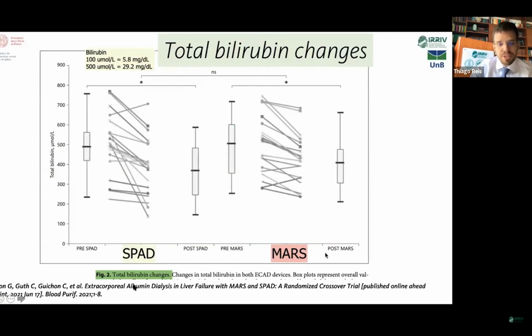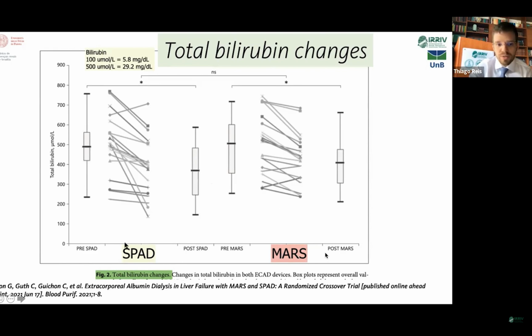A recent paper published in Blood Purification compared patients that were submitted to SPAD and then crossed over to MARS, and the results showed that the reduction of bilirubin pre and post session was equivalent both in the SPAD group and in MARS. So we don't have clinical outcomes comparing patients submitted to both modalities, but at least for this surrogate marker, bilirubin, those treatments are equivalent.